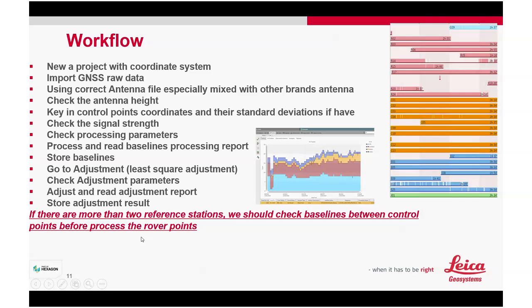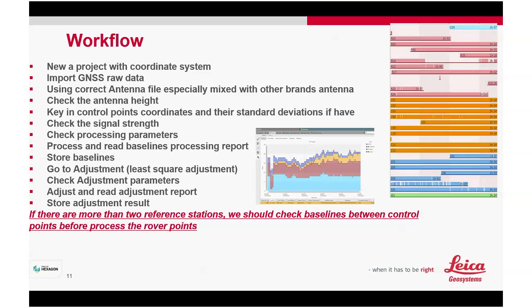So I put a remark here. If there are more than two reference points or control points in the field, you do a so-called static survey campaign. You really need to do the baseline processing of these two control points first before you do the other points' baseline processing, because you can imagine if this control point is of good quality, you check it, then it's fine. Then you can continue to do the baseline processing of the other points.